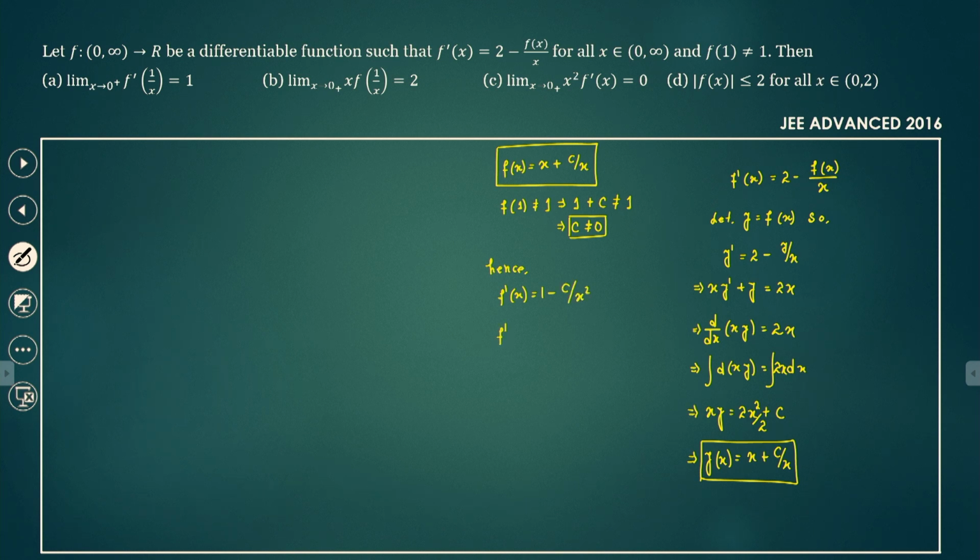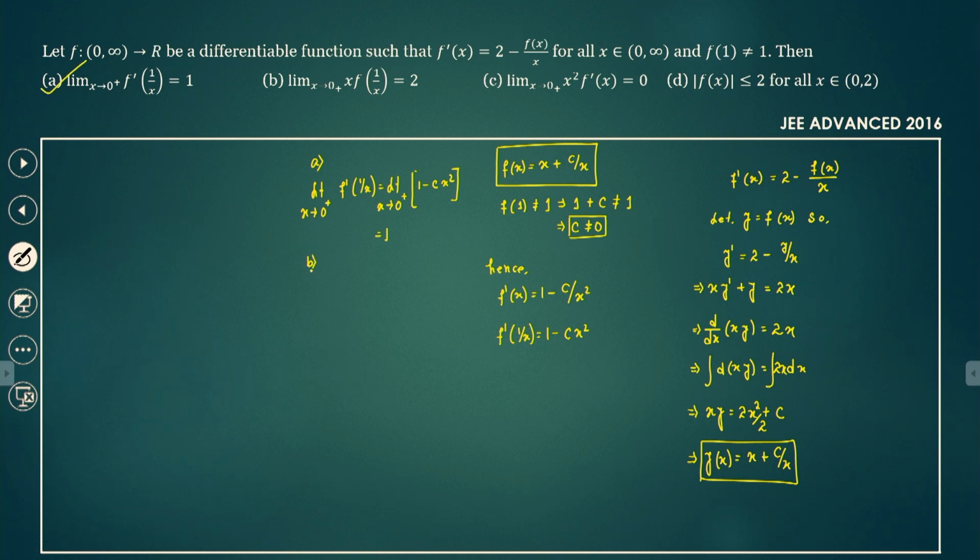And f dash of 1 by x will be definitely equal to 1 minus cx square. That's it. Now let's go ahead and test all the options one by one. So first, go ahead and test option A. We need to calculate limit x tends to 0 plus f dash of 1 by x. So therefore it will be equal to limit x tends to 0 plus 1 minus cx square, and that's definitely equal to 1. So therefore option A is the correct option.